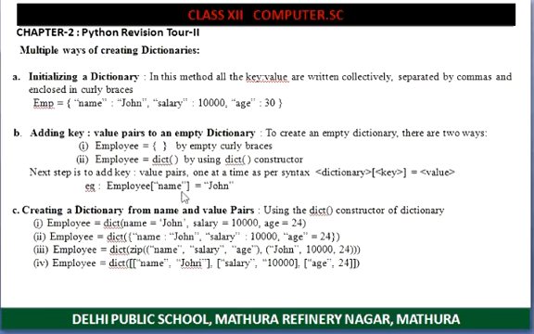Example, employee name is equal to John. Likewise, you can add all the pairs. Creating a dictionary from name and value pairs. So using the dict constructor of dictionary, you can create the dictionaries.